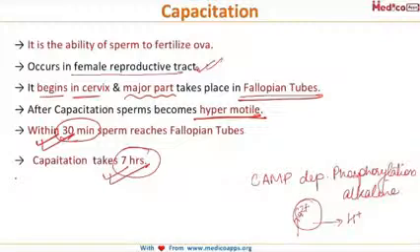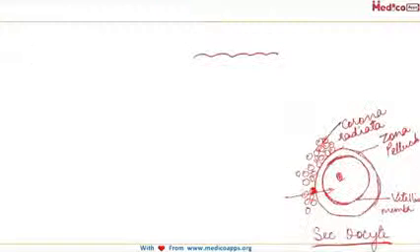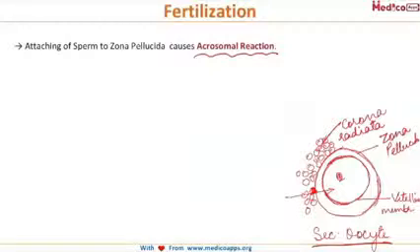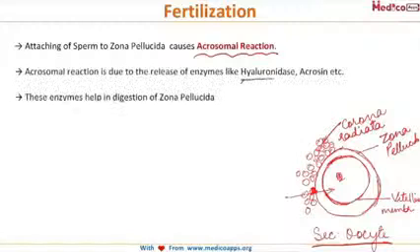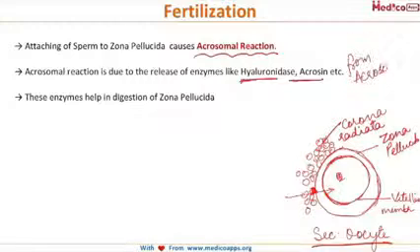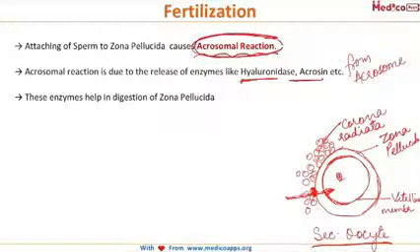Now, once the sperms have become capable of fertilizing the ova, they go and attach to the zona pellucida of the secondary oocyte. This causes the release of hydrolytic enzymes like hyaluronidase and acrosin from the acrosome of the sperm, and these enzymes cause lysis of the zona pellucida, allowing the entry of the sperm into the secondary oocyte. This entire process is called acrosomal reaction. The ion responsible for this is the calcium ion. Remember, in sperms, if any question is asked about ions involved, the answer will always be the calcium ions.